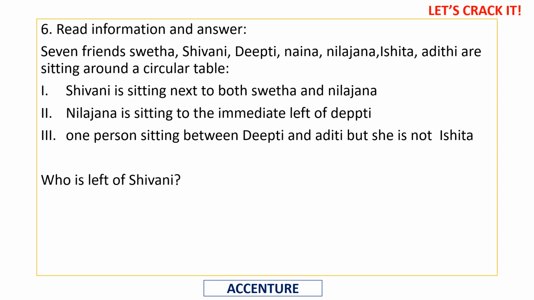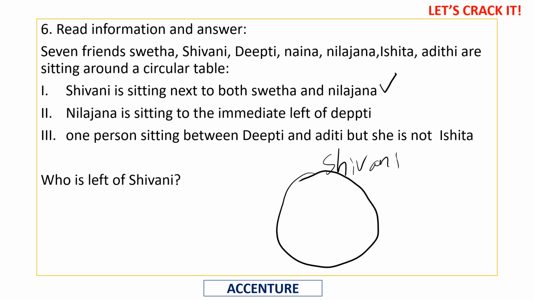There are 7 friends: Shweta, Shivani, Deepthi, Naina, Nilajana, Ishta and Aditi. They are sitting around a circular table. So let's make a circular table. Shivani is sitting next to both Shweta and Nilajana. So how is this possible? Only when Shivani is sitting in the middle of Shweta and Nilajana, right? So let's consider Shivani is here, and Shweta and Nilajana.